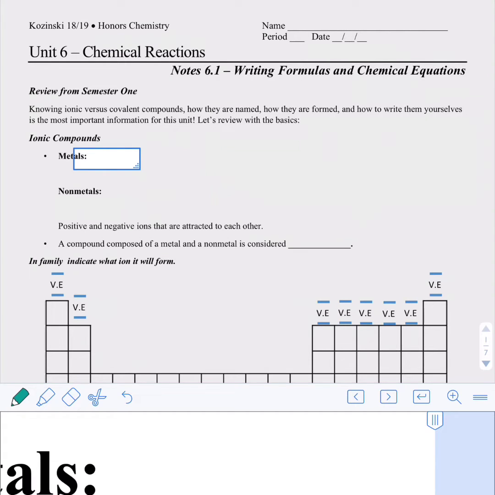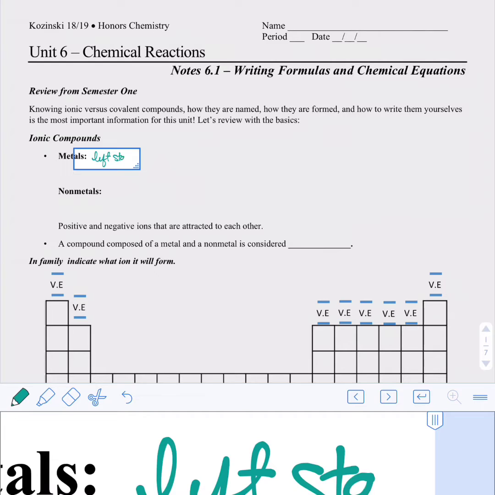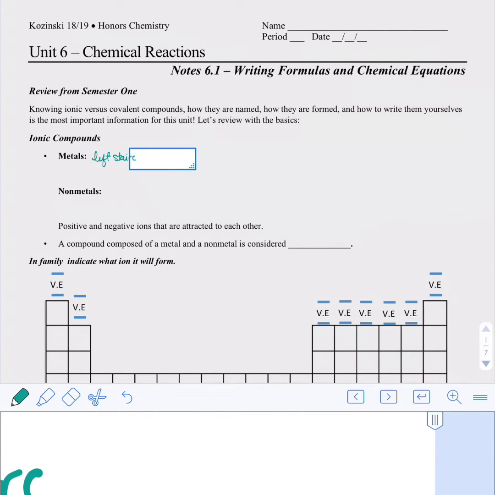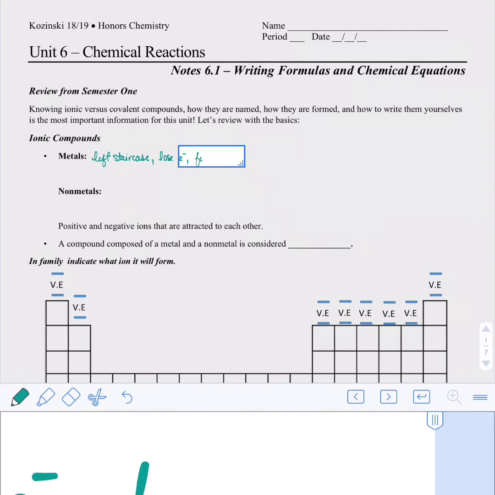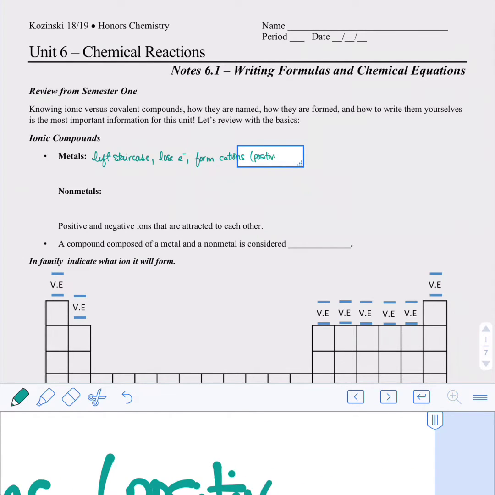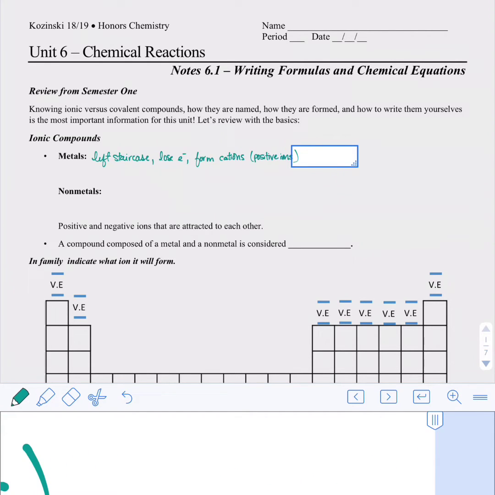Just a review of what metals are. Metals are left of the staircase on the periodic table. They tend to lose electrons, and when they lose electrons, they become positive. They form cations, which remember are positive ions. So you should be following with your notes as we fill in this information.